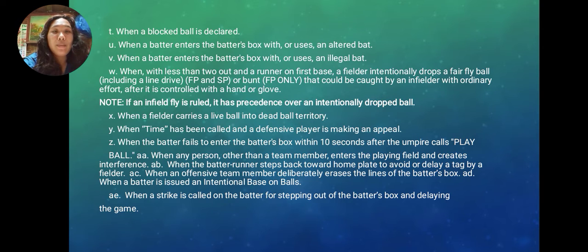Letter U, when a batter enters the batter's box with or uses an altered bat. Letter V, when a batter enters the batter's box with or uses an illegal bat.